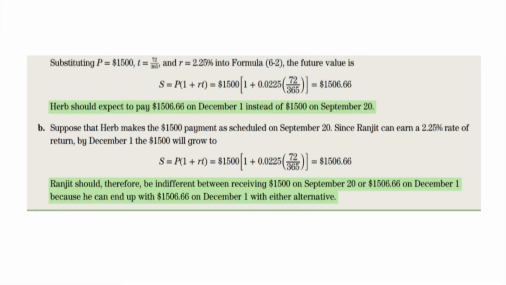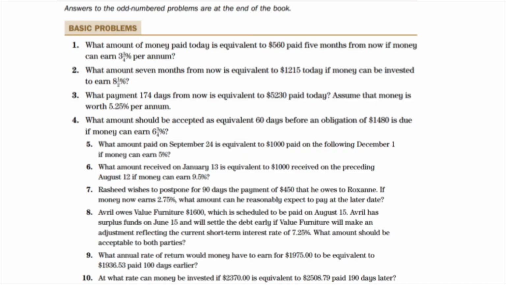Well, we take our basic information. We know that the amount we're dealing with is $1,500. We know that it's 72 days time, so the time is 72 divided by 365, which is 72/365ths of a year. And we know the rate that person could get was 2.25%. We just throw that into the future value formula and we'll get $1,506.66. So effectively what we're saying is that on December 1st, I would take $1,506.66, and that would be equivalent to the original amount.